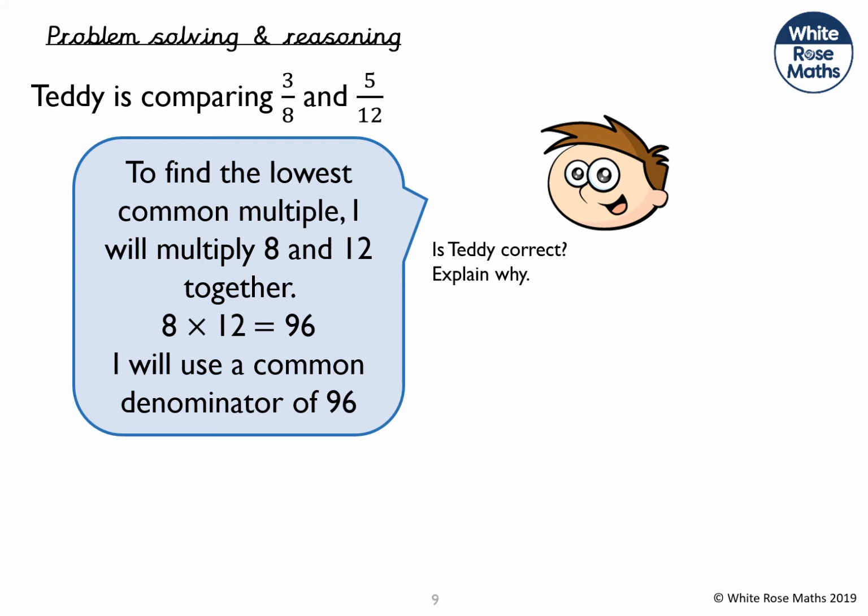However, if you look at the question, it says the lowest common multiple. So although 96 works, is it the lowest one? Have a look at it, see whether you agree with him or see whether you think the answer is different. Off you go.